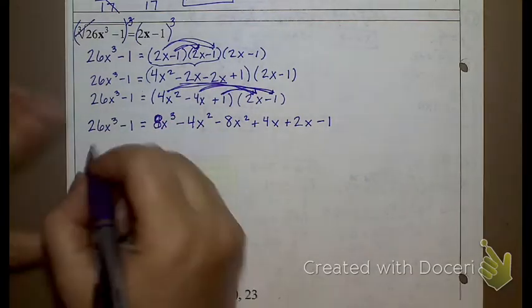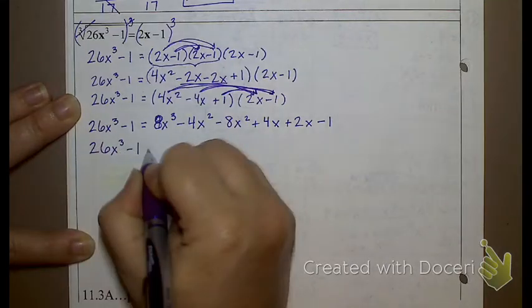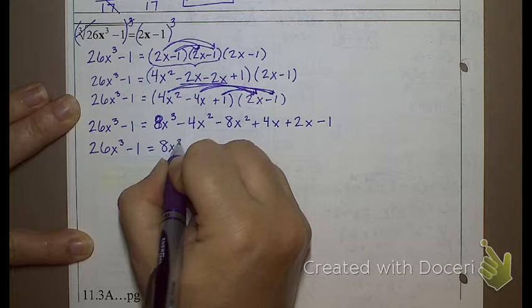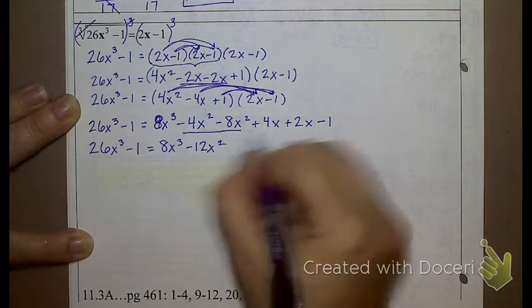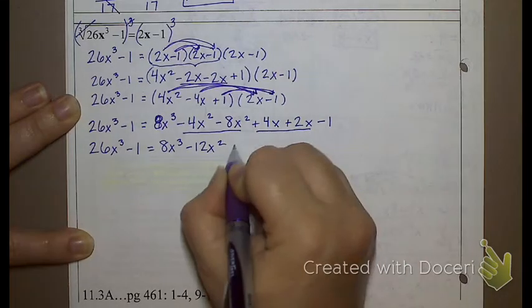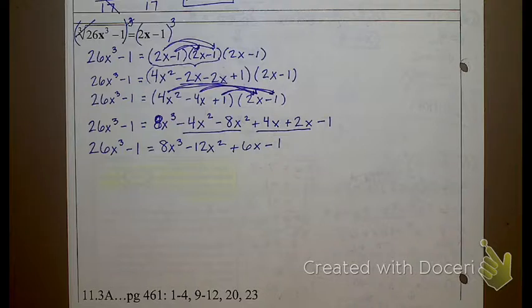Let's see, I think I have some like terms to combine. I have 8x cubed, and then what have I got here? Minus 12x squared. Here I've got plus 6x minus 1. All right, now what do I do? Where am I going? I have a feeling I'm going to have to factor, probably.